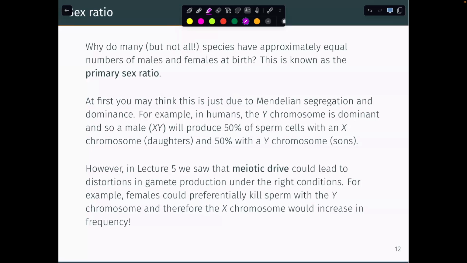There are lots of organisms where there's a really strong bias between males and females. You might have 1,000 females for every male, or vice versa. Why might that be the case?